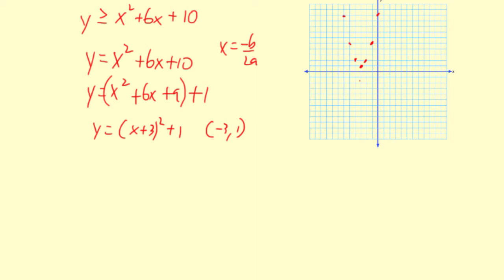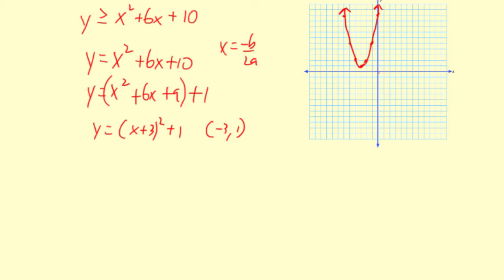And now I'm ready to graph the parabola. And I'm using a solid line because it's greater than or equal to. If it was just greater than, I would be using a dashed line. Okay, so that's a rough idea anyways. So now we need to figure out the shading. And this is usually the most confusing part.